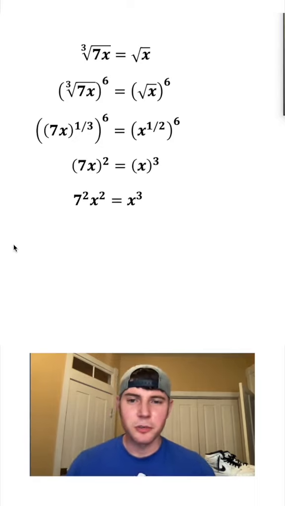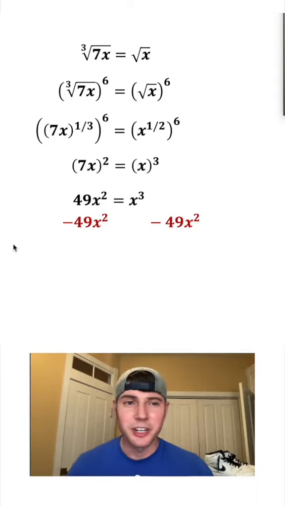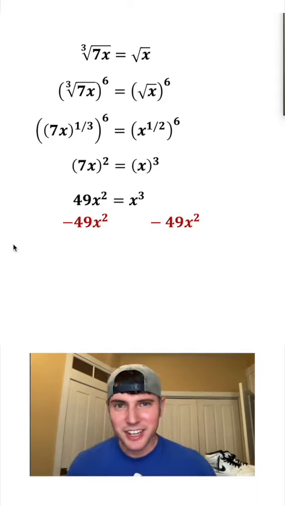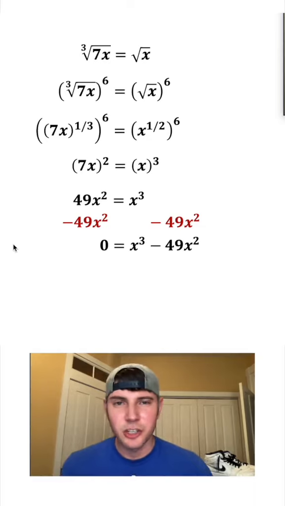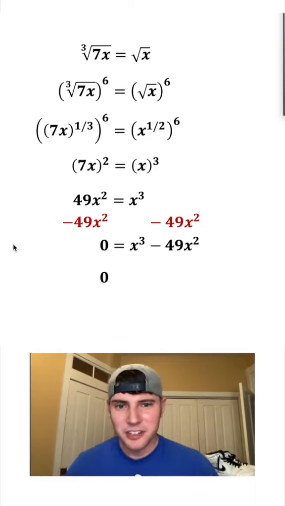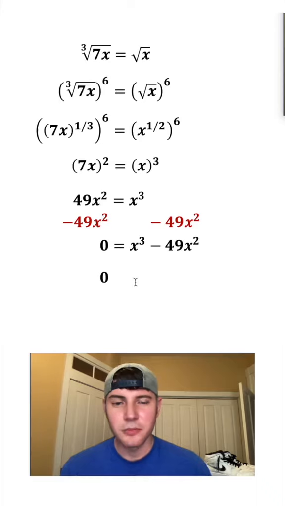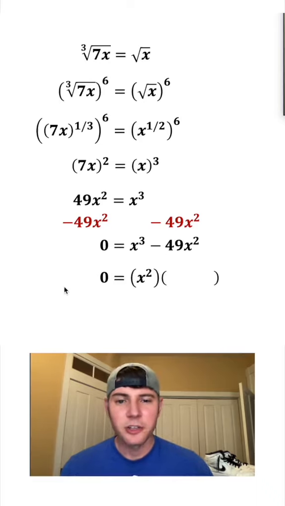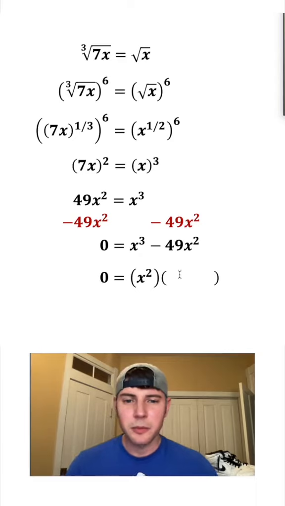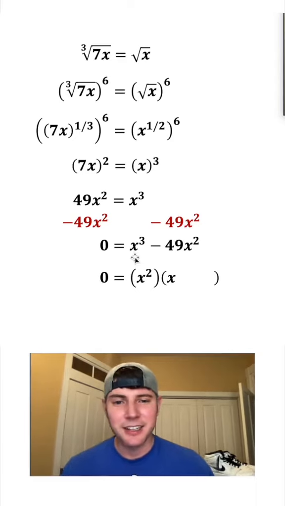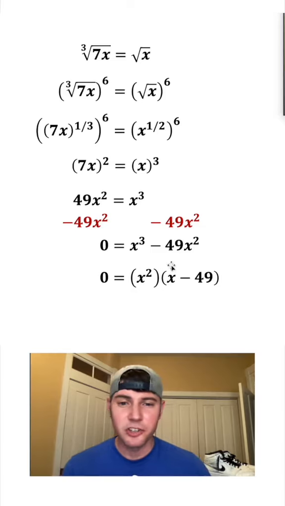Let's change the 7 squared into 49, and then let's subtract 49x squared from both sides. Left-hand side is 0, and the right-hand side is x cubed minus 49x squared. Let's copy down the 0. On the right-hand side, both of these terms have a common factor of x squared, so we're going to factor that out. So x squared times what gives us x cubed? That's x. And x squared times what gives us negative 49x squared? That is negative 49. If we want to check ourselves, we can redistribute this back here.